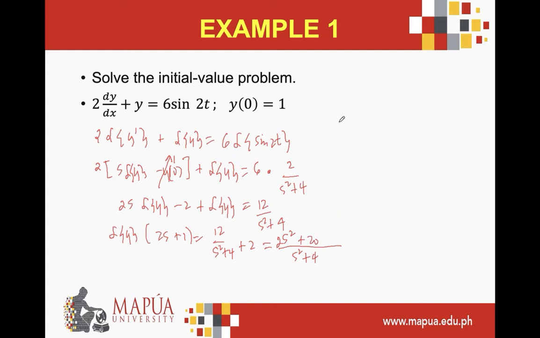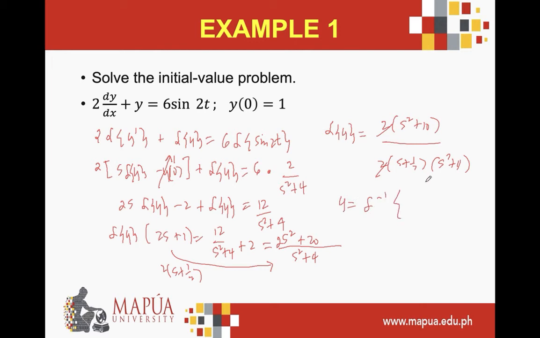So solving for the Laplace of y, we can factor out 2 here, and then cross multiply. I get 2 times s plus 1 half, and then s squared plus 4, so this will cancel out. If you solve for y, you get the inverse of s squared plus 10 over s plus 1 half times s squared plus 4. We solve this by partial fraction. Let's move on to the next slide.